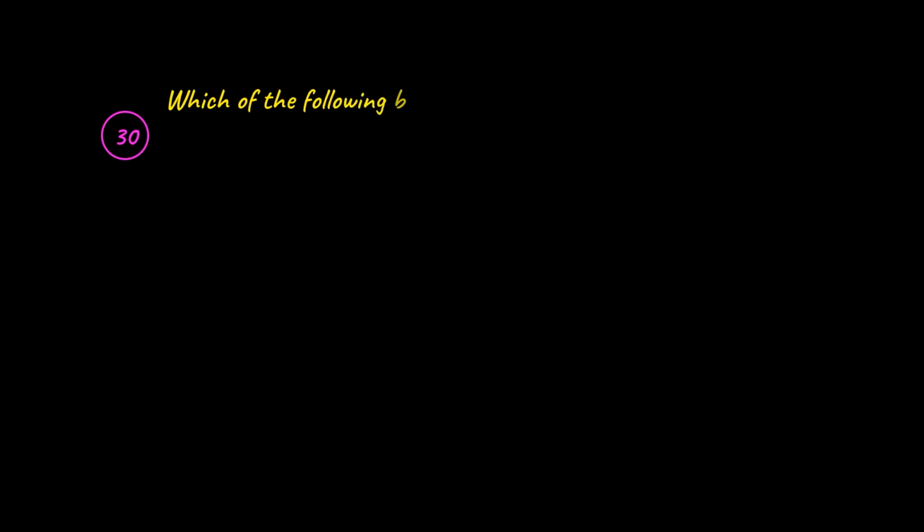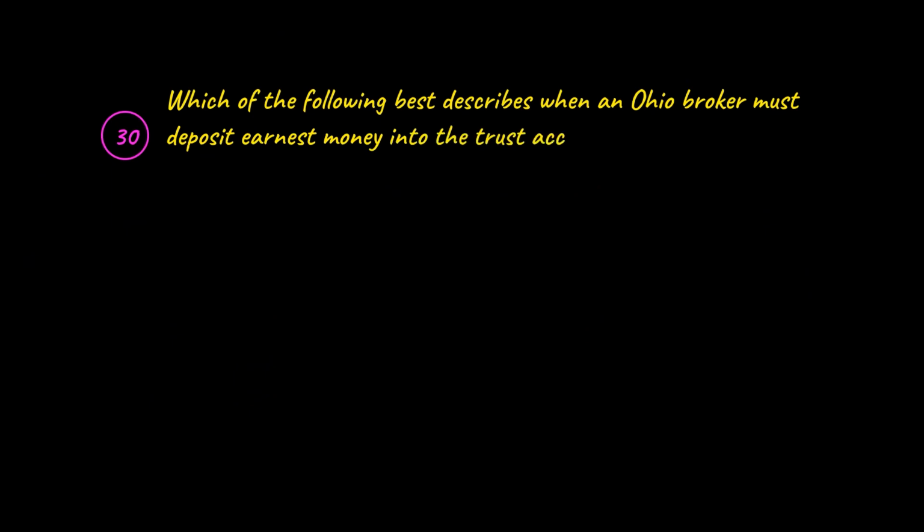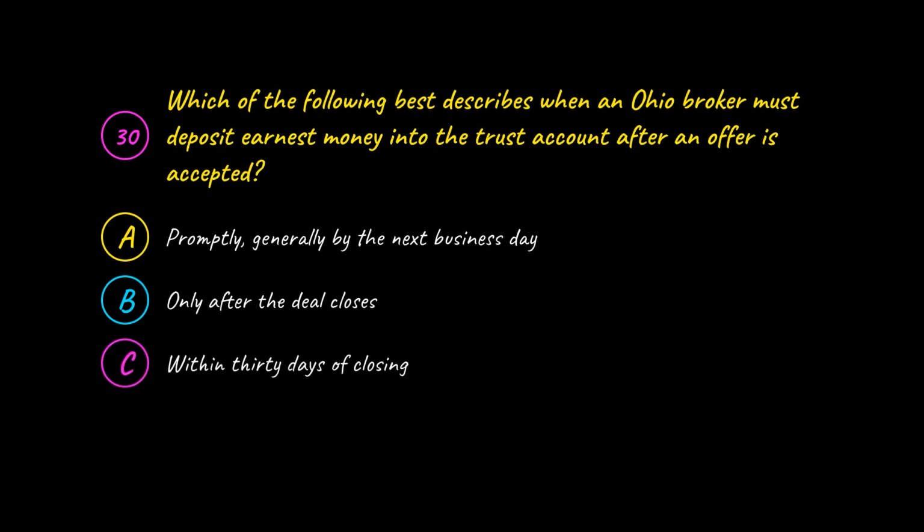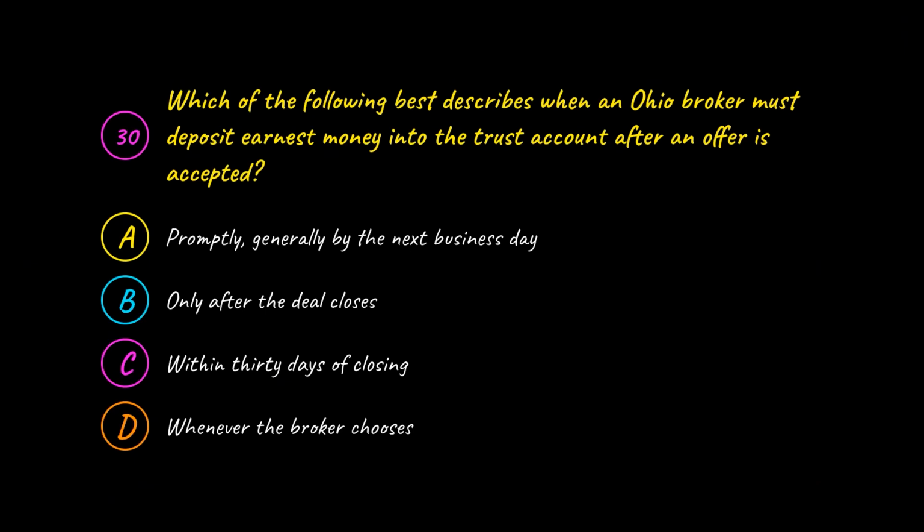Question 30. Which of the following best describes when an Ohio broker must deposit earnest money into the trust account after an offer is accepted? Your options are A. Promptly, generally by the next business day. B. Only after the deal closes. C. Within 30 days of closing. D. Whenever the broker chooses. Which would you go with? Lock it in before the reveal.